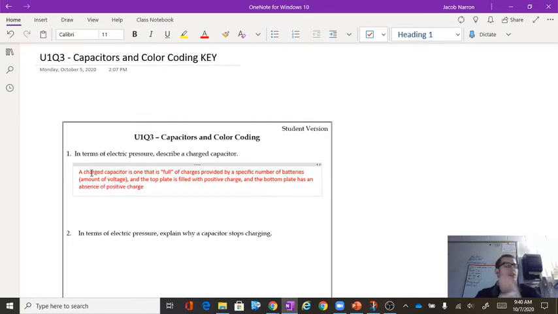Now, I'm obviously going by the conventional method of charge. This is the Ben Franklin way of saying, oh, charge goes from positive to negative. We know that's wrong, but that is what we talk about when we're doing circuits. Okay, so there we go, charged capacitor.